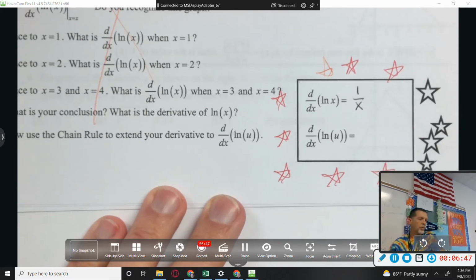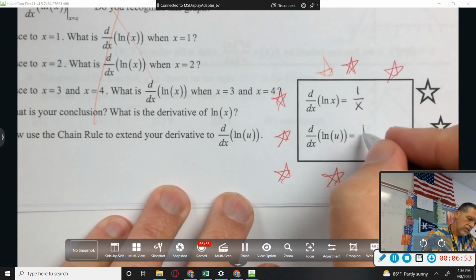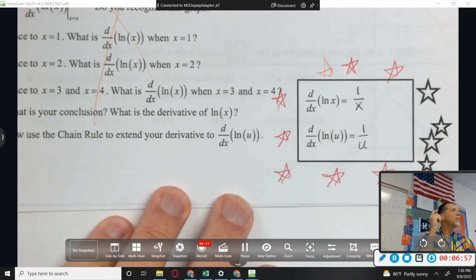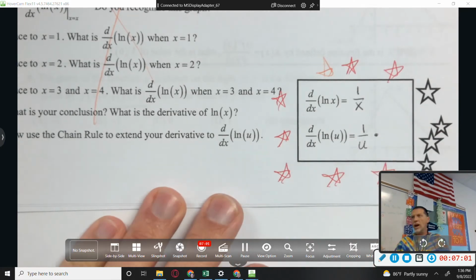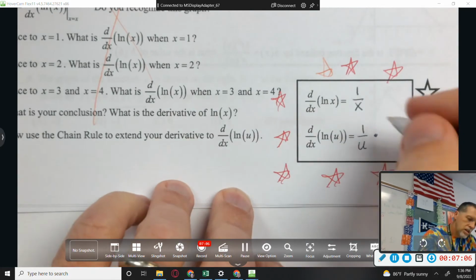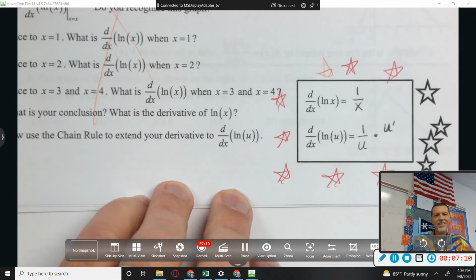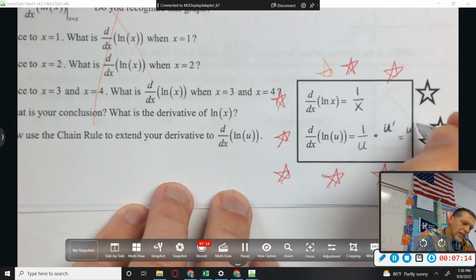Which means the derivative of natural log of u is 1 over u. 1 over u is part of the answer. Then you have to chain rule it. So you can write that as u prime, or you can write it as du dx. Either one. U prime's a little easier, so we'll go with u prime. And so what most books write it as is u prime over u.